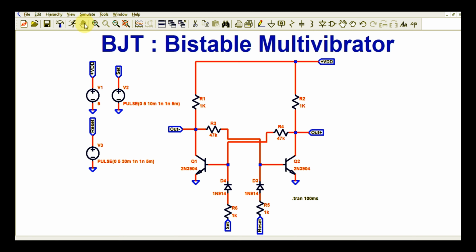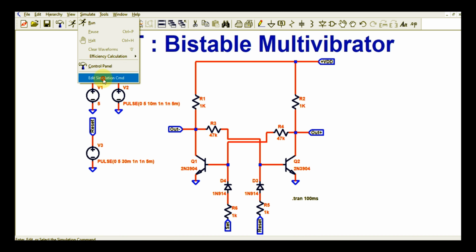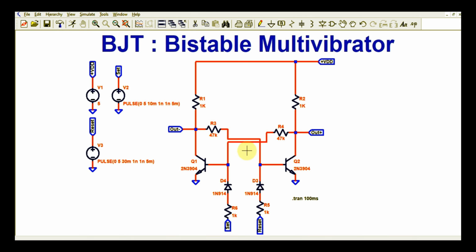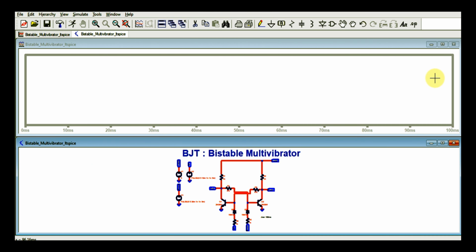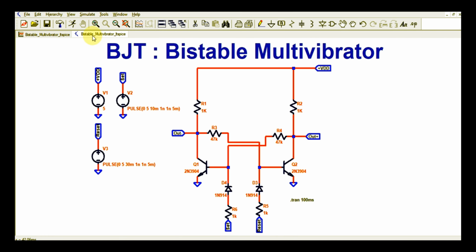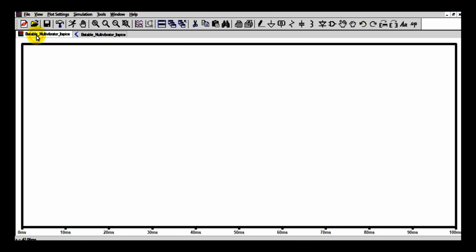To run the transient analysis, you have to go to the simulate button, edit simulation command, transient, stop time is 100 milliseconds. So I've chosen this, click OK. Now I will run the simulation. Go to this button, run here, and click on it. You will see two windows, one window for the circuit and one window for the simulation. I will use two windows, not one window.